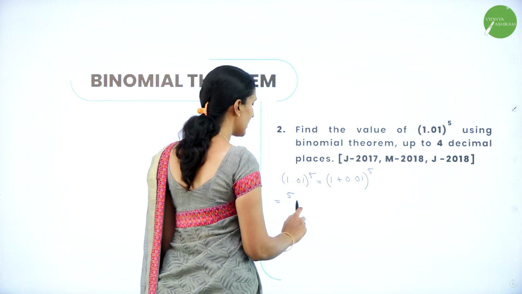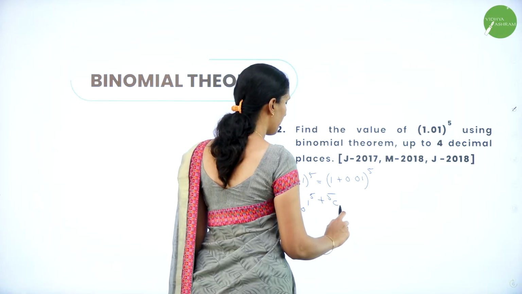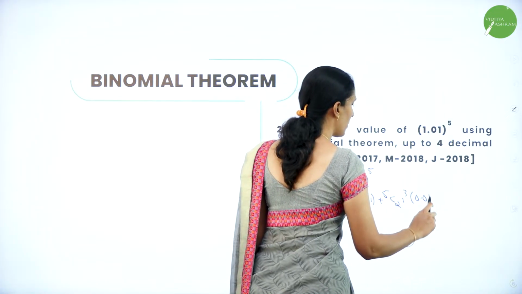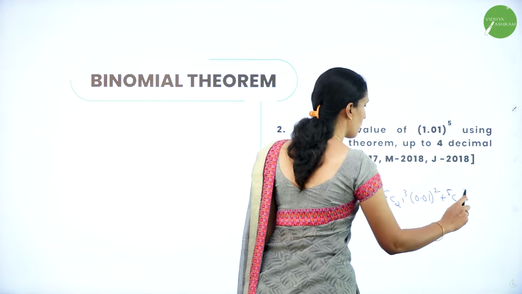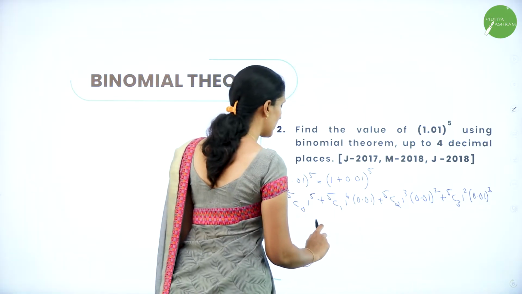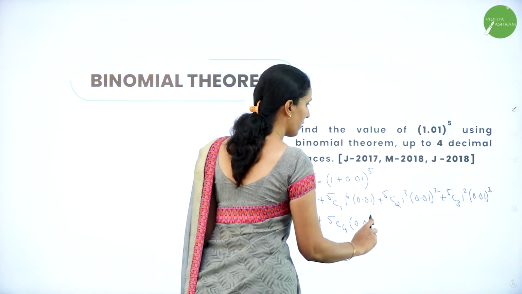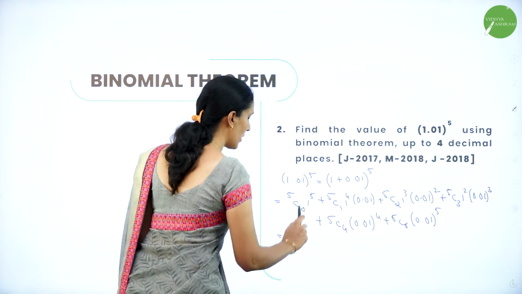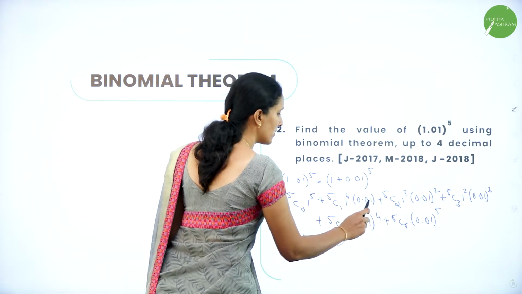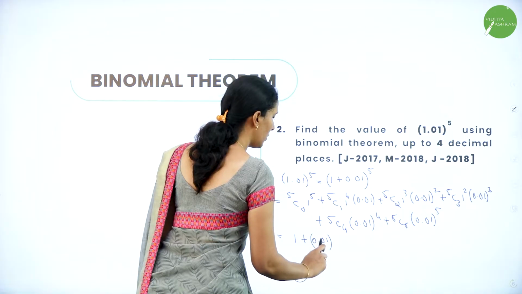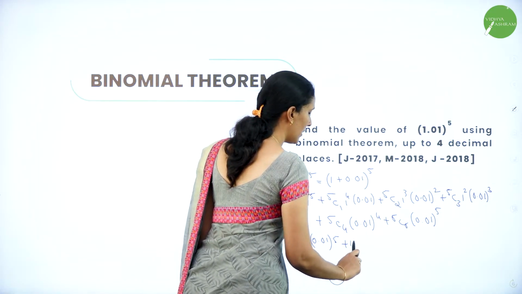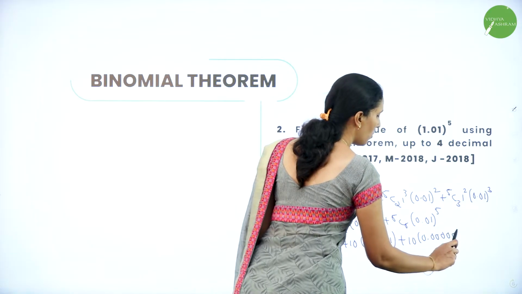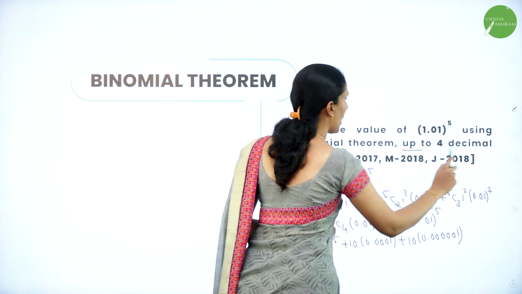So this becomes 5C0 1 power 5, 5C1 1 power 4 0.01, 5C2 1 cube 0.01 whole square, 5C3 1 square 0.01 whole cube. Next 5C4 0.01 whole power 4, 5C5 0.01 whole power 5. So let us write this. This is 1 into 1 power 5, which is 1. So 5C1 is 5, 0.01 it becomes 0.01 into 5. Next here it is 10 into 0.0001. Next again it is 10 into 0.000001. So we can stop here because we have to take up to 4 decimal places.